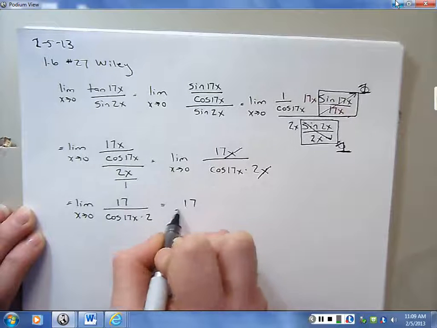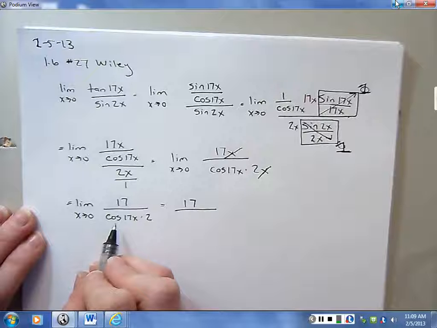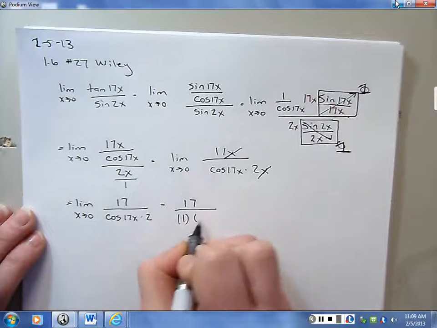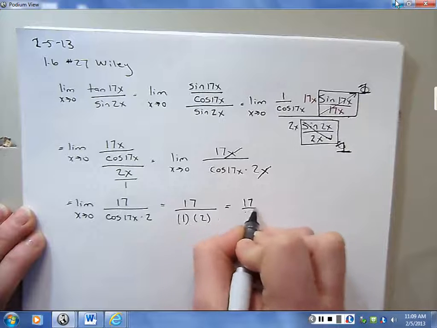So on top goes to 17. What's cosine of 0? 1. So this goes to 1, and this goes to 2. So my answer is 17 over 2.